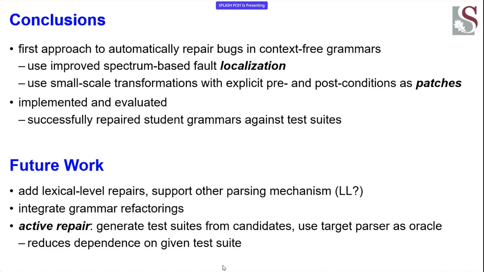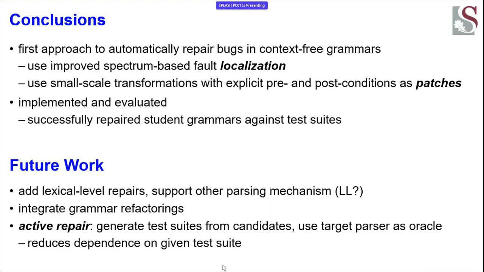This is a 2021 paper. We were looking at several directions for future work. The one that we've actually ended up doing is active repair. So far we've assumed a fixed library of tests against which we fix. We changed this to generate tests as we go from each of the candidates that we produce. The advantage of this is that it reduces the dependence on the given test suite. In fact, you do not need an initial test suite at all. You can start with a candidate and generate tests from that.